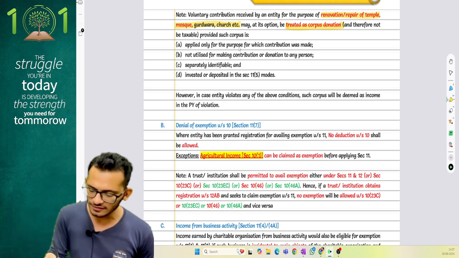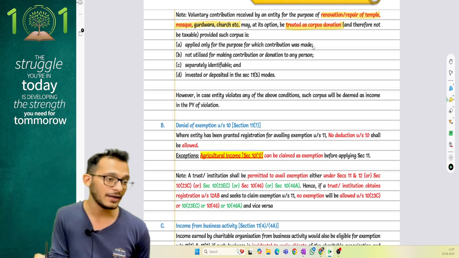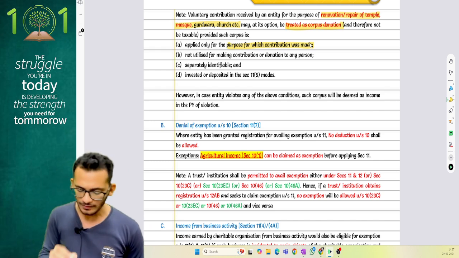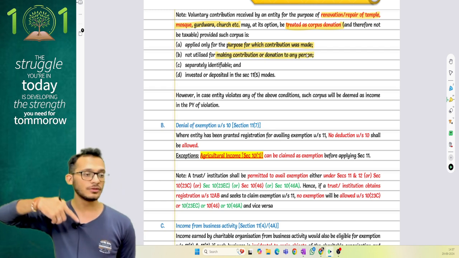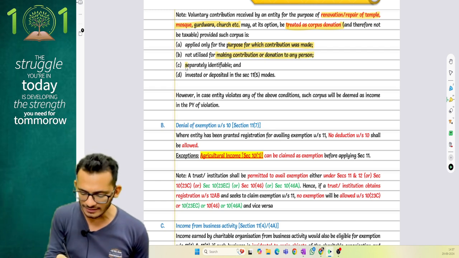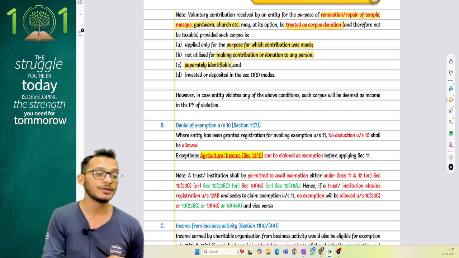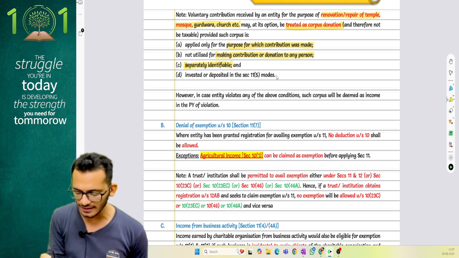Provided such corpus is applied only for the purpose for which contribution is made, meaning it's received for a specific reason. Second, it is not utilized for making contribution or donation to any other person. I should not put this money to someone else. Third, it is separately identifiable. I am able to find out how much donations I have received. And fourth item, it is invested in 11.5 modes.